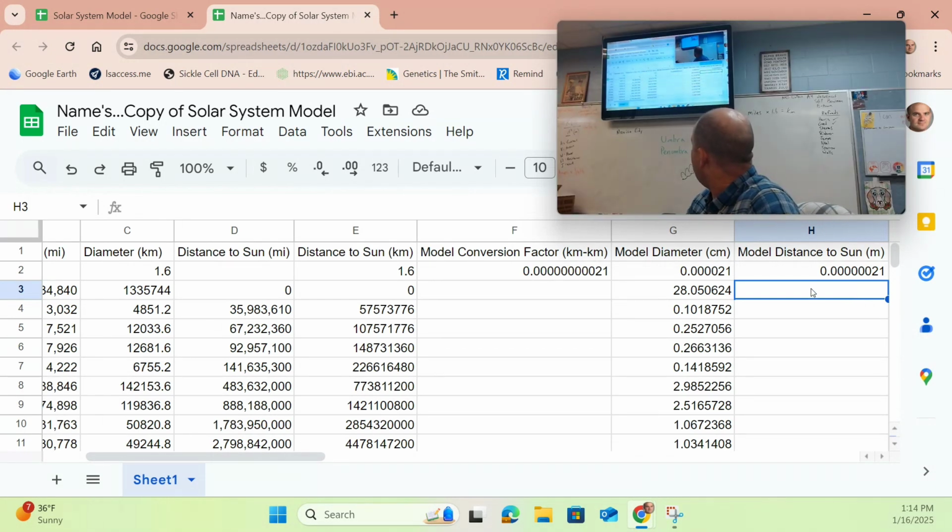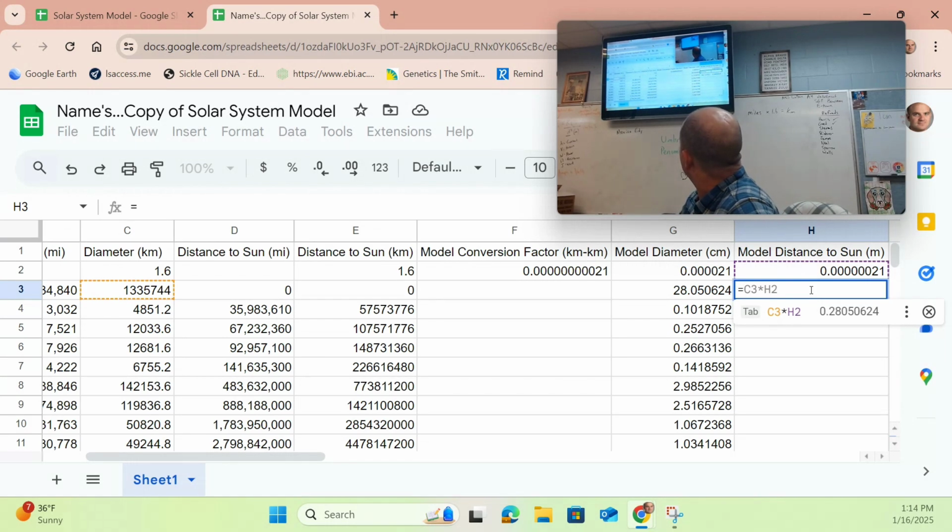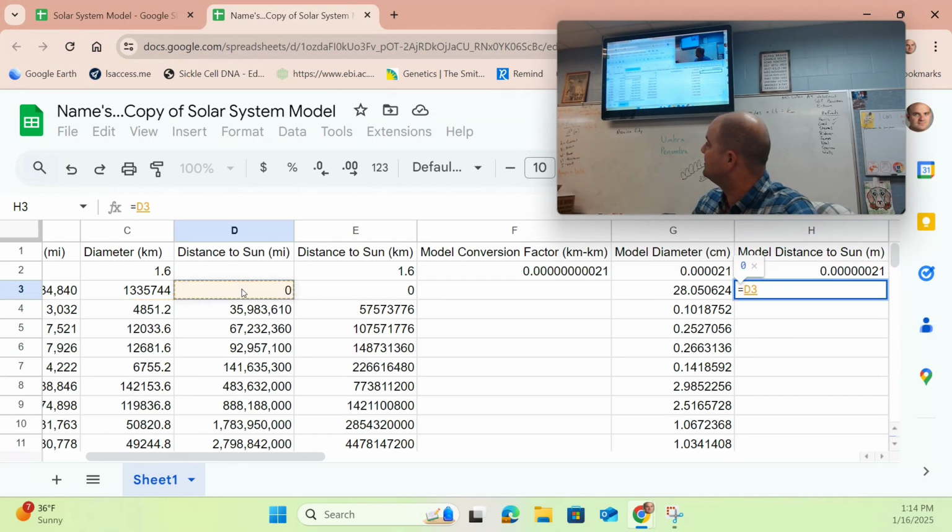Okay? So once you have that there, we're going to say, hey, equals. We want model distance to sun. This first row is of the sun. Oh, look, this is perfect. It is trying to grab back the diameter of this. I don't want it to have that, we're doing distance. So you will have to click distance to sun. Oops, not in miles. No.